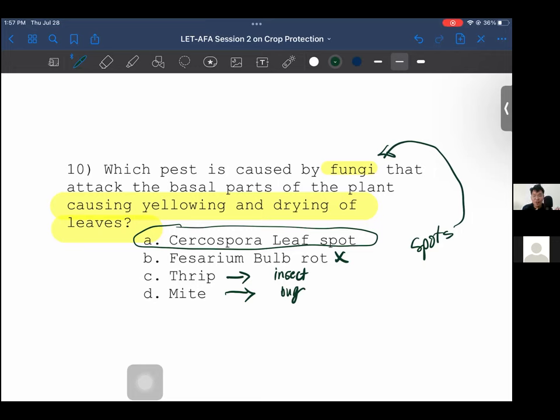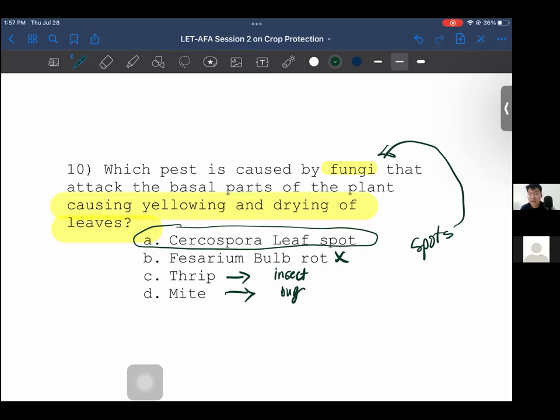What do bacteria usually cause? When it is a virus, what diseases do they cause? We will be answering more of that. So this is one of the simplest questions that you can answer through elimination. That is one of the tips I can give you: really analyze and look at the context clues in the question itself.